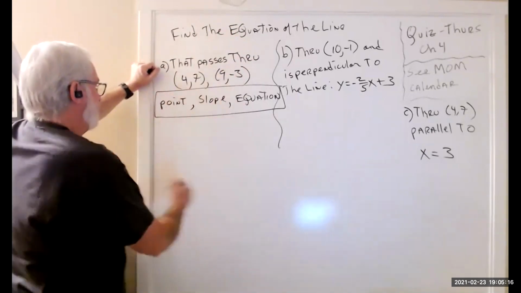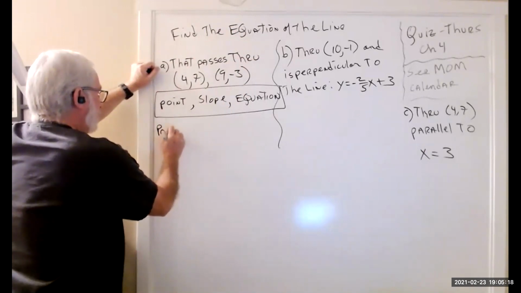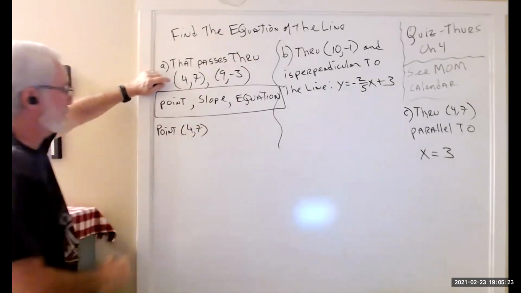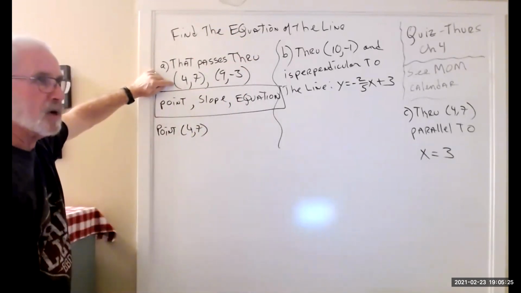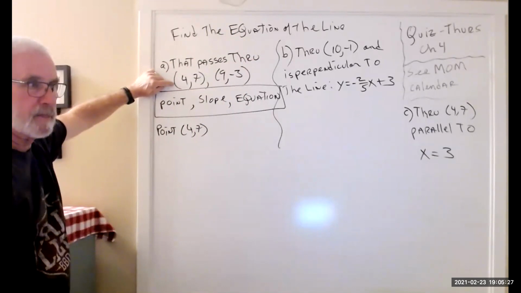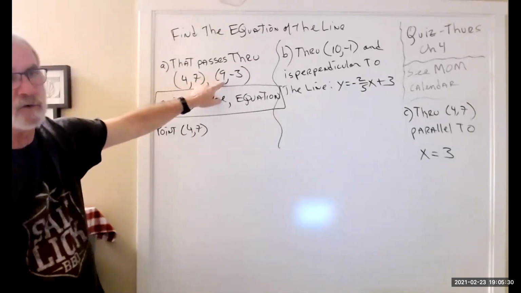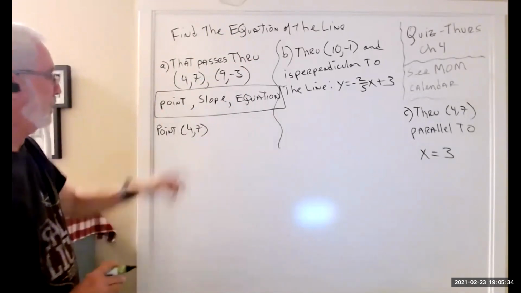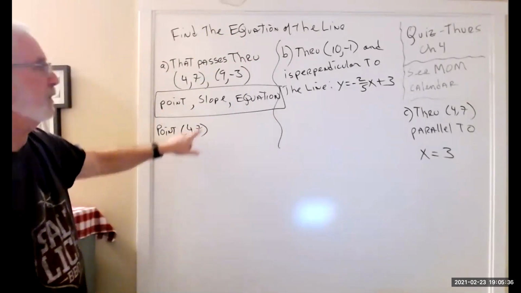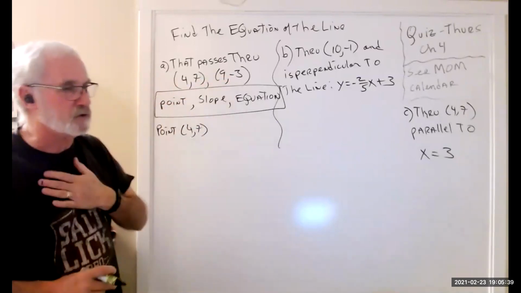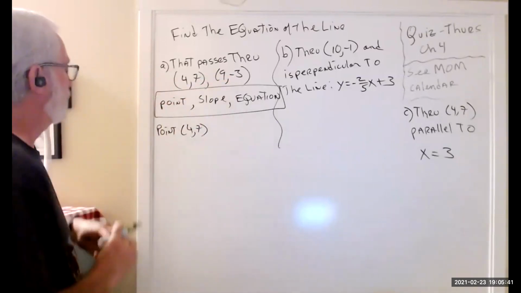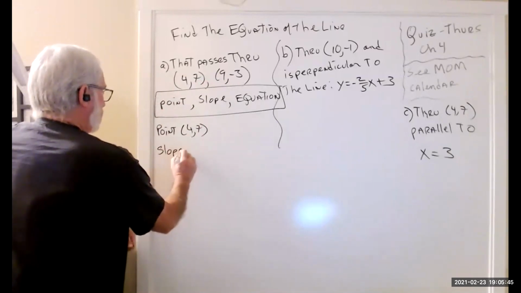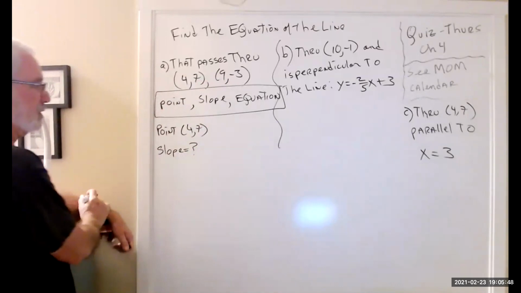We got points up the yin yang. Our point here, I'm going to arbitrarily use the point 4,7 because it's got positive numbers in it. But you could have just as easily used the 9, -3. We'll eventually get the same answer. But I'm going to use that because it's got only positives. I don't want to get screwed up with negatives, but that's just my personal bias. Now, the problem is where's the slope? Okay, the slope is missing.